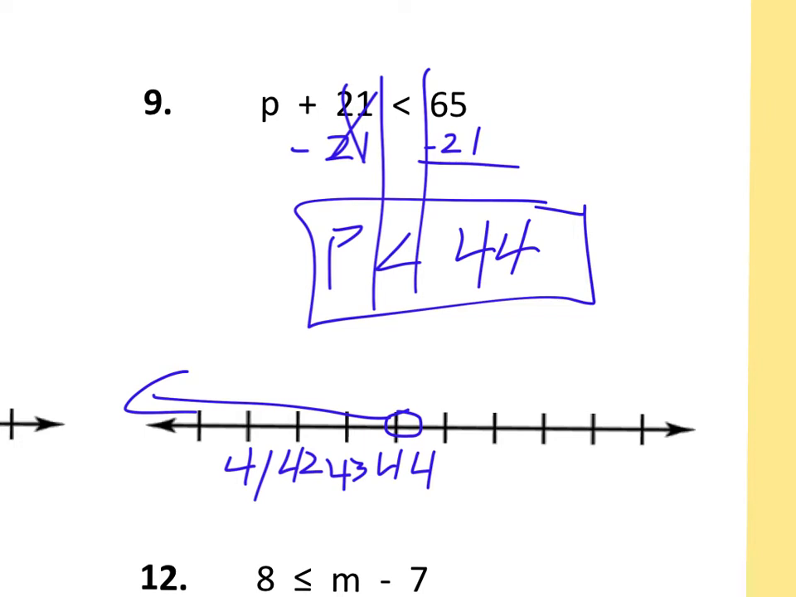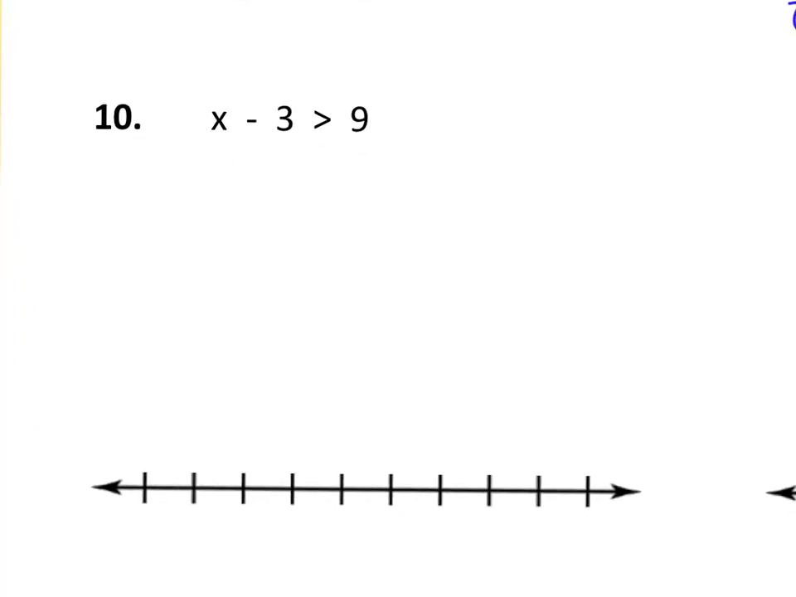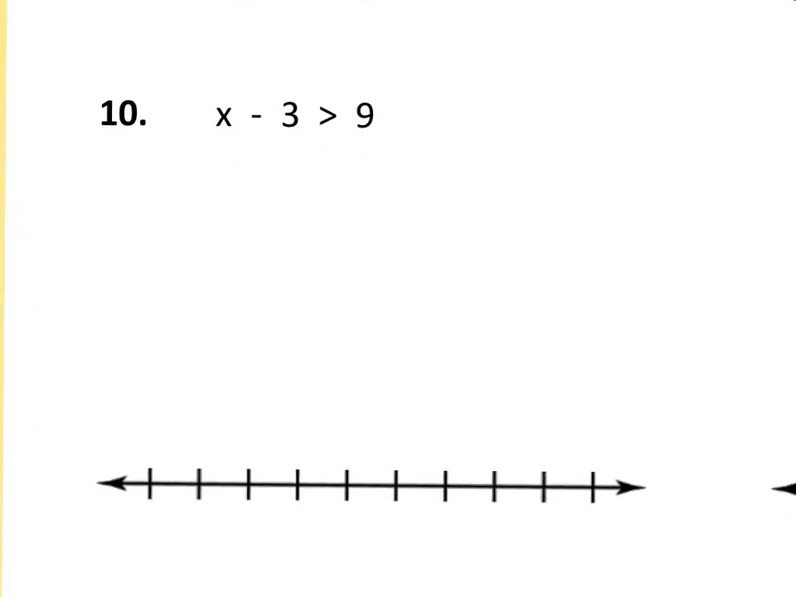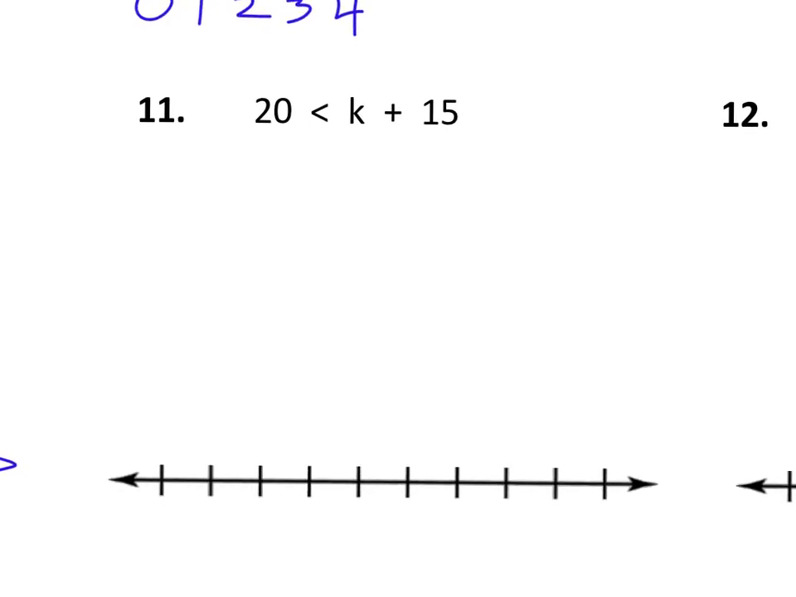All right, let's take a look at another one, number 10, and let's see if you can do number 10 on your own. So give that one a try. When you're done, unpause. Okay, if you got x is greater than 12 and you have an open circle on your graph and the arrow moving to the right, you have that one correct. Let's see if you can do number 11 now. Try that one on your own.